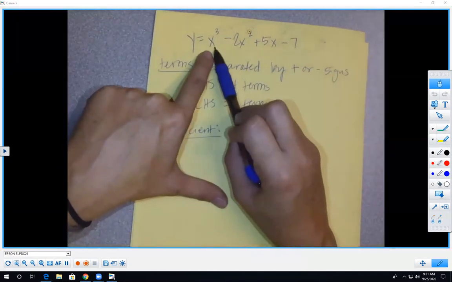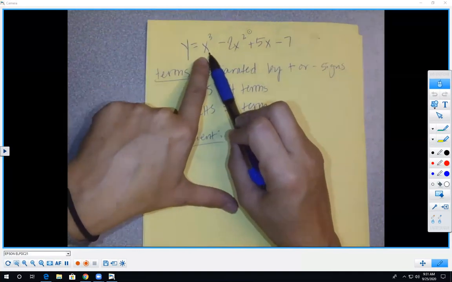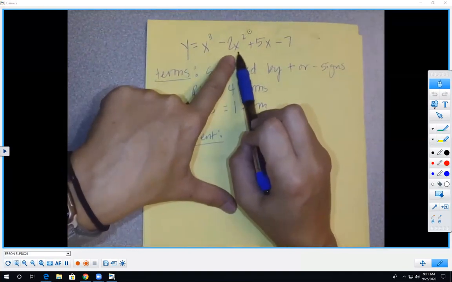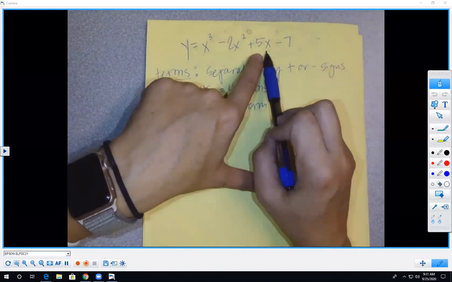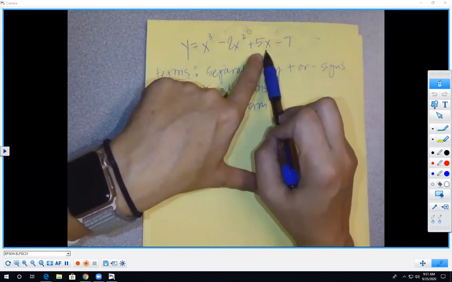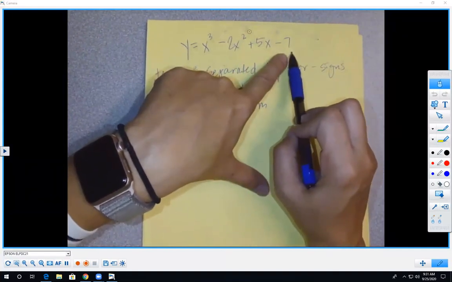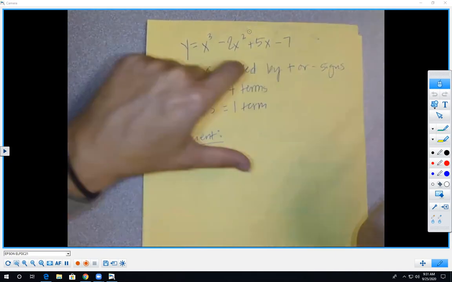So what's the coefficient for x cubed? 1. What's the coefficient for x squared? Negative 2. What's the coefficient for 5x? 5. And the 7 doesn't have a coefficient because it's not an x. That has a different name. We'll talk about it in a second.